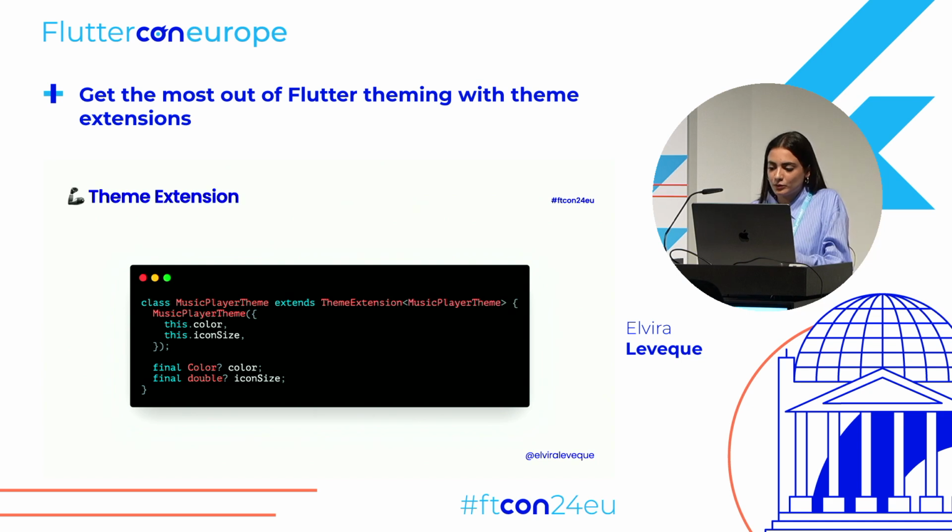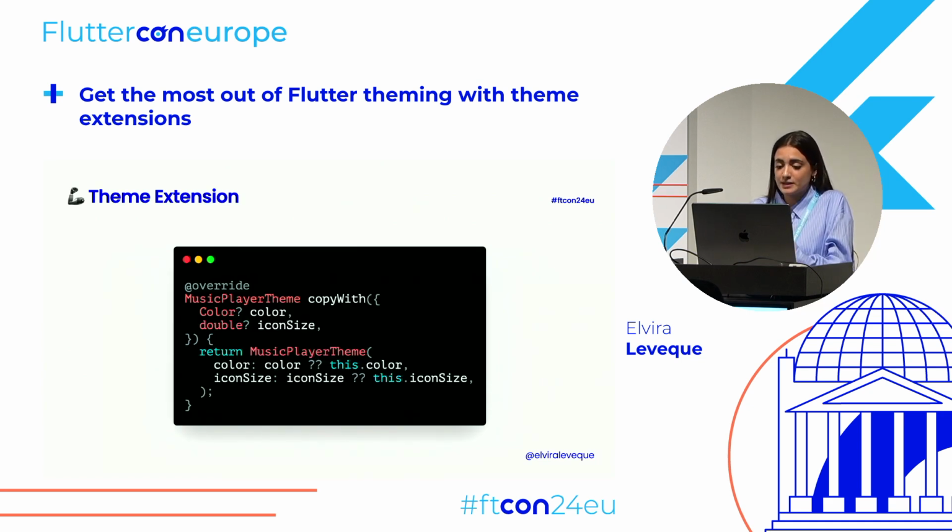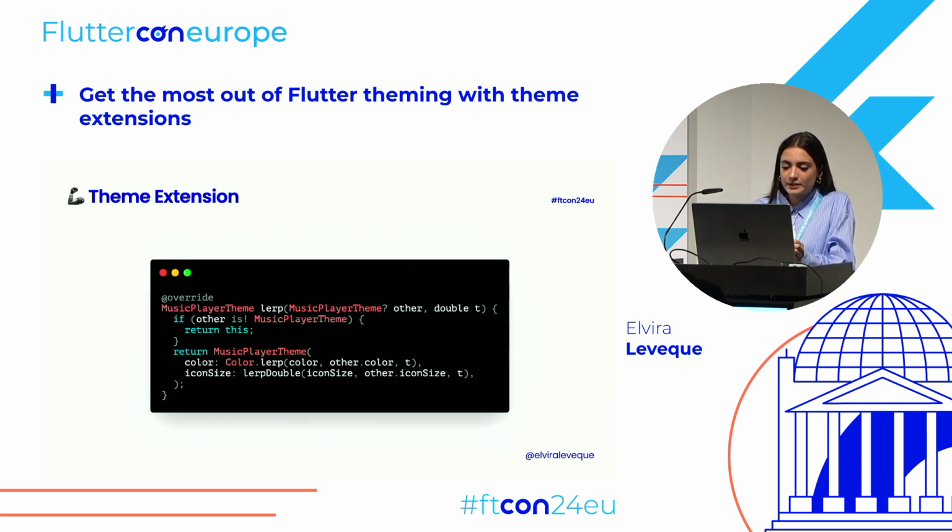And the methods I'm talking about are, the first one is copyWith. We already saw it some slides before. And the second one is the lerp method. What the lerp method does is to interpolate between the two themes. So it is related to animation. Basically, it makes sure that when you are switching between themes at runtime, you are doing that with a nice and smooth transition.